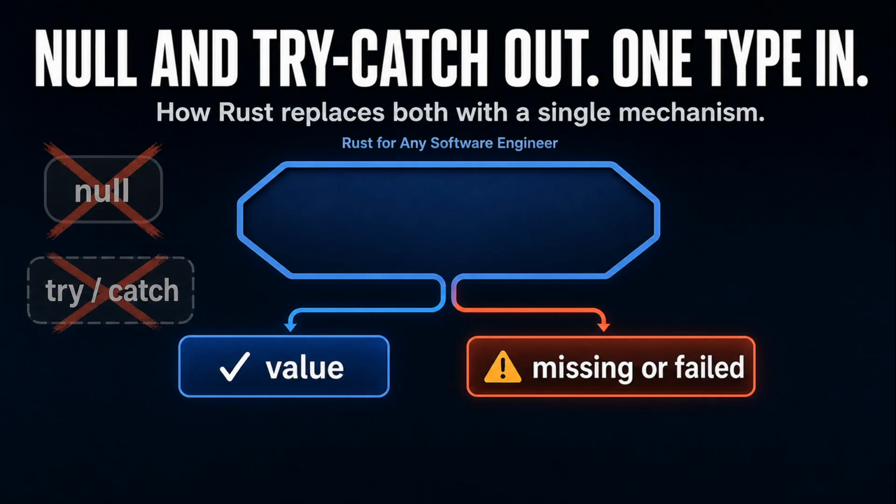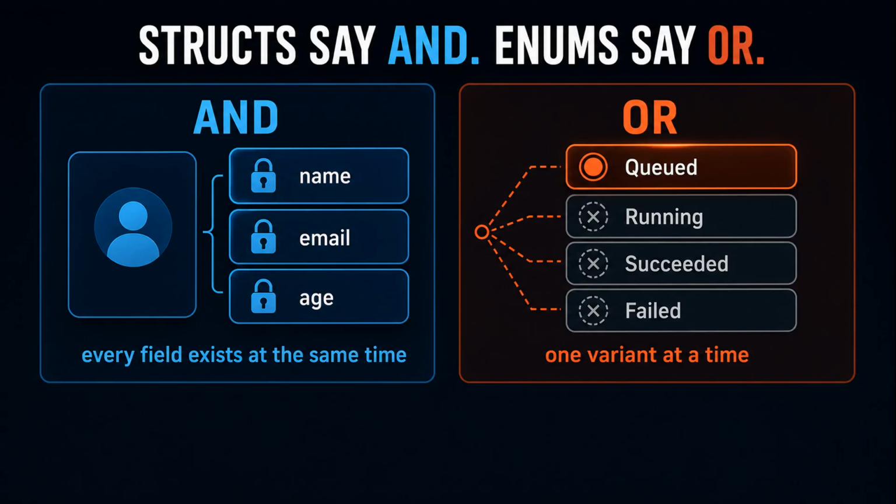Today, we replace null pointers and exceptions with one type system idea, and the compiler refuses to let you get it wrong. Last chapter, structs gave you Rust's "and" types. A user has a name and an email and an age. Every field exists at the same time, and the type cannot be partially populated. That is great for static records.